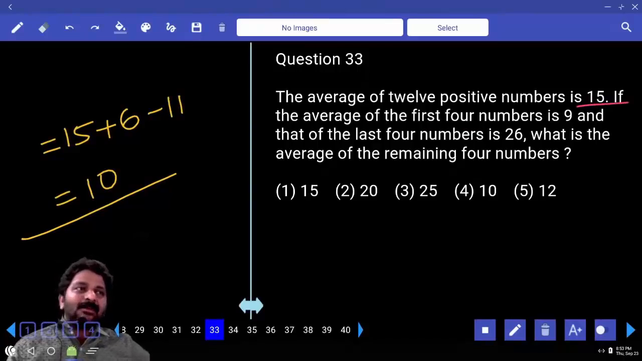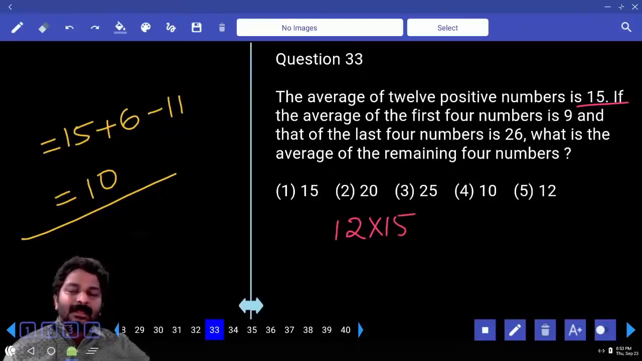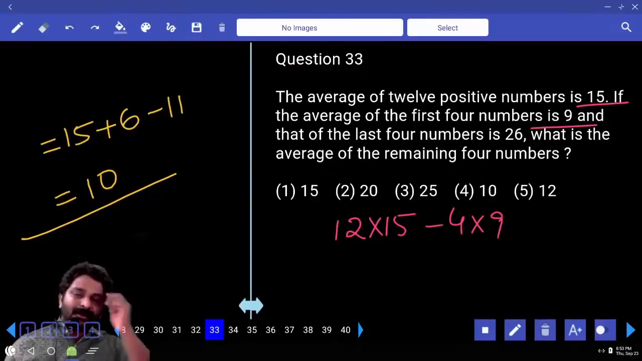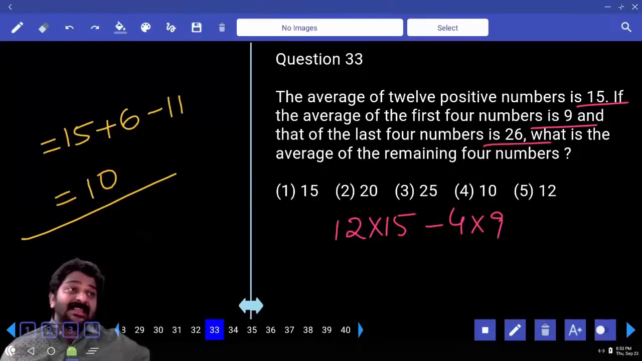12 numbers are there whose average is 15. Then the sum of all the 12 numbers is 12 into 15. Now, out of them, the average of the first 4 numbers is given as 9. Then the sum of the first 4 numbers is 4 into 9. We are subtracting 4 numbers from 12 numbers. And the average of the last 4 numbers is given as 26. Then the sum of the last 4 numbers is 4 into 26.